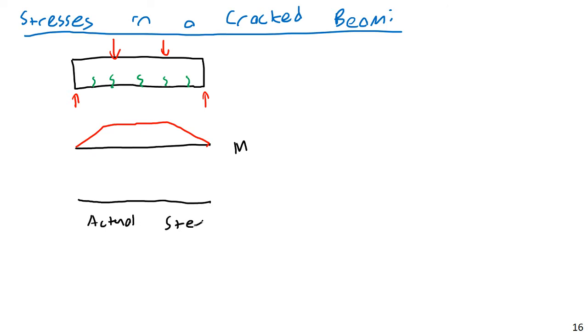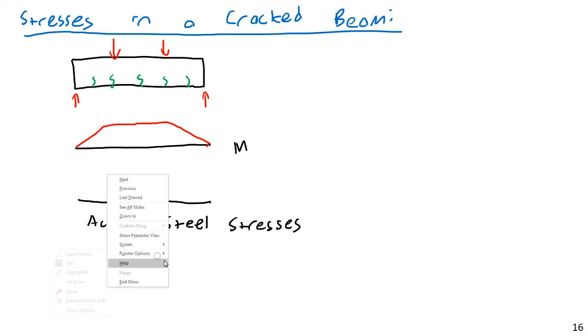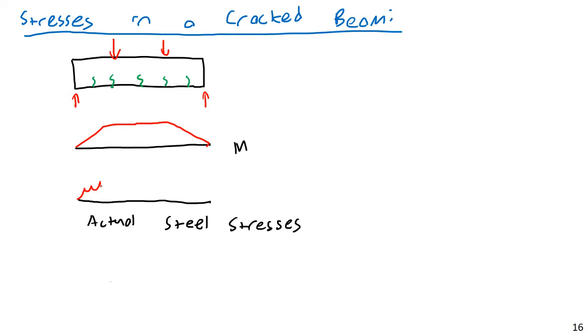The actual steel stresses would be something more like this. They would still follow the overall general shape, but they'd almost be like a funny tilt-a-whirl version of this, where every time there's a crack in the concrete, you're going to get an up and down, which is probably exaggerated here. On average, it will behave like this, but in reality, it's going to have some of that up and down behavior that we discussed previously.